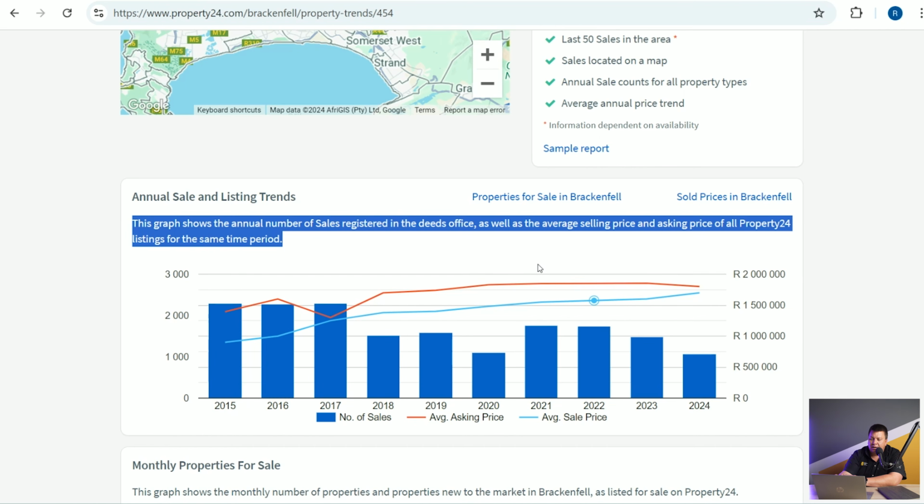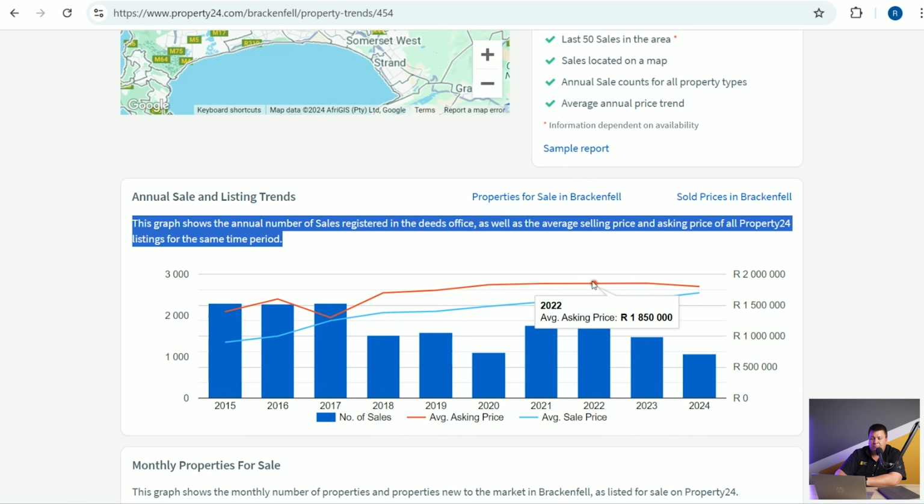But then the red line is built by using all the asking prices of all Property24 listings for the same period. Now, the listing prices on Property24 are representative of agent stock. Agents typically advertise on Property24, but private individuals can also advertise on Property24, even though that is done in a very, very small way. The predominant stock is agency stock.